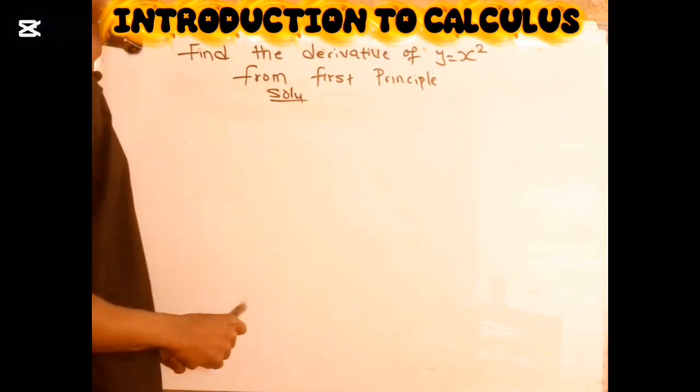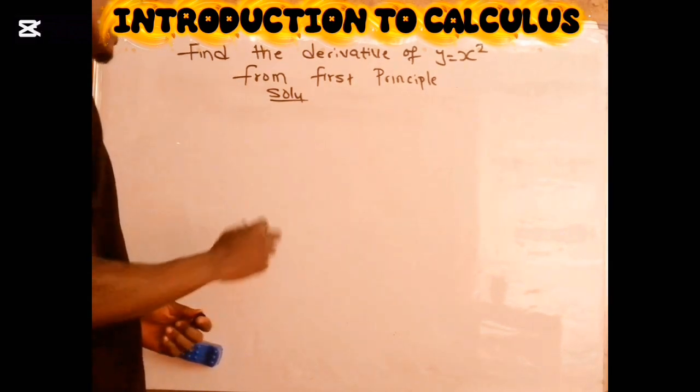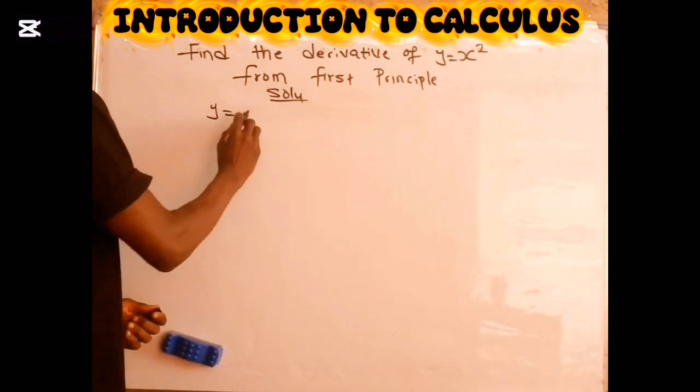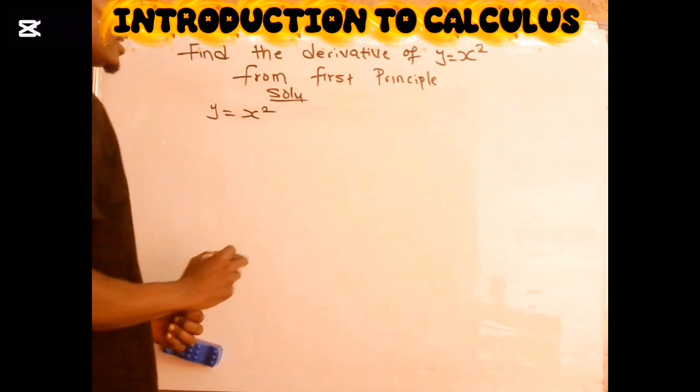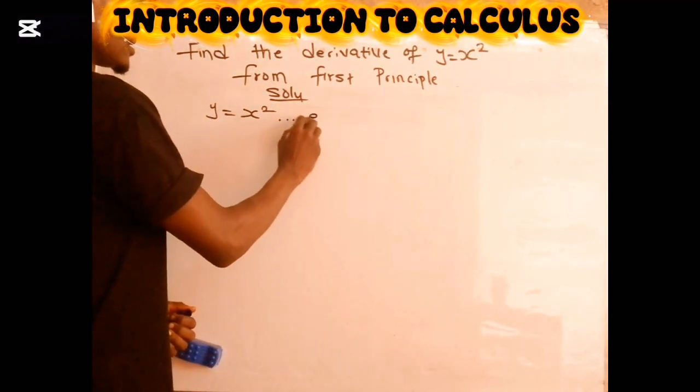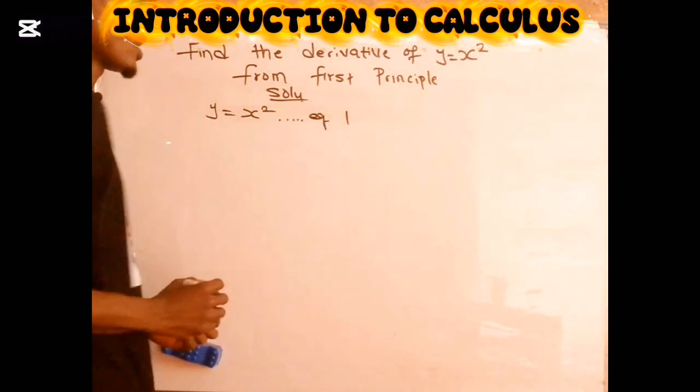From first principle, we should find the derivative. The question is y equals x squared. Let's call this equation 1.